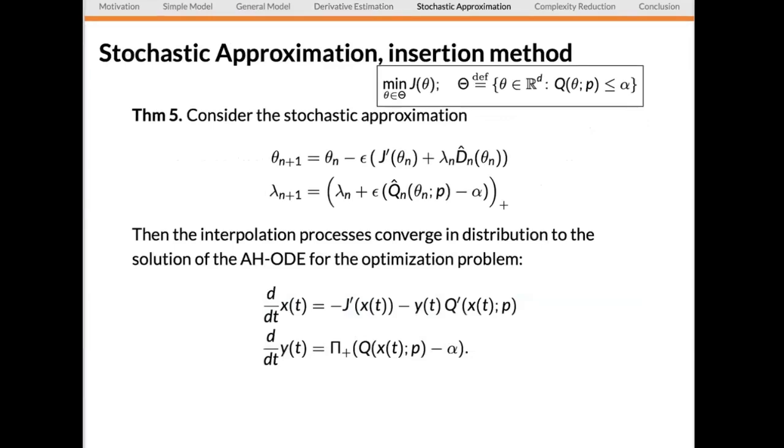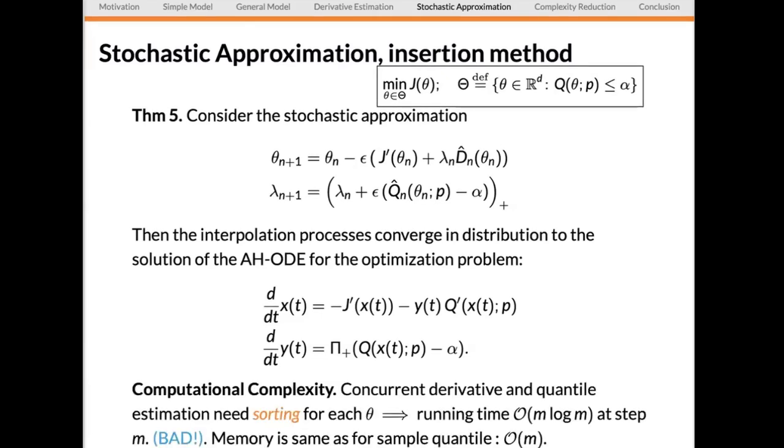So what we do is that we take that Arrow-Hurwitz deterministic algorithm, and we replace. We don't know the derivative of the quantile, so we put the estimator. We don't know the quantile, so we put the estimator. And so when we do this, we actually can prove that this algorithm, which is called a stochastic approximation, will indeed converge to the solution of the Arrow-Hurwitz ODE.